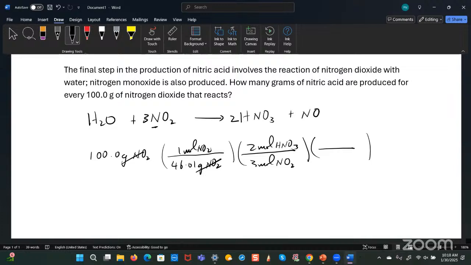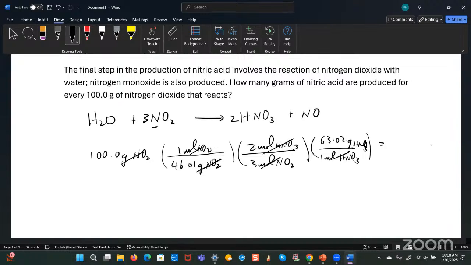Right, so in other words, we're going to need the molar mass of nitric acid. Let me do a quick calculation on that. 3 times 16 plus 14.01 plus 1.008. So according to my calculation, the molar mass of nitric acid is 63.02 grams of HNO3. And that's it. This will go with that.